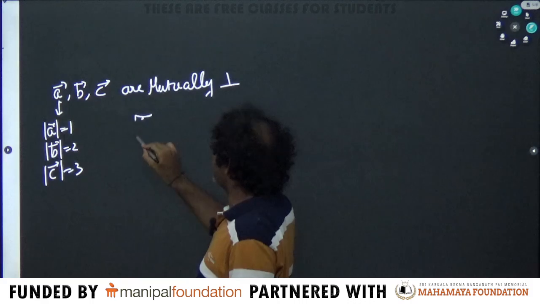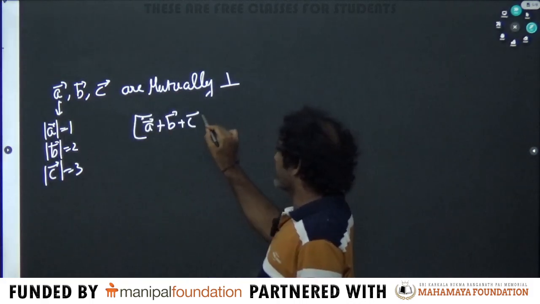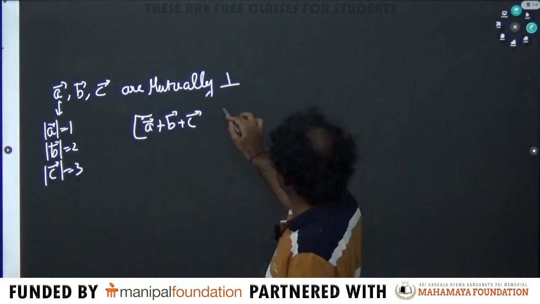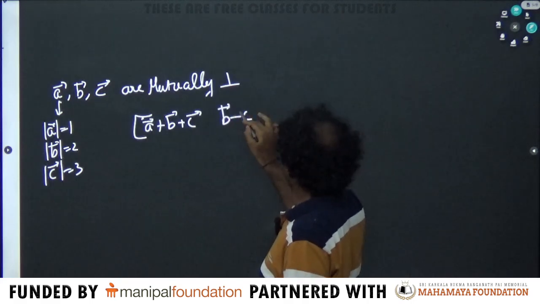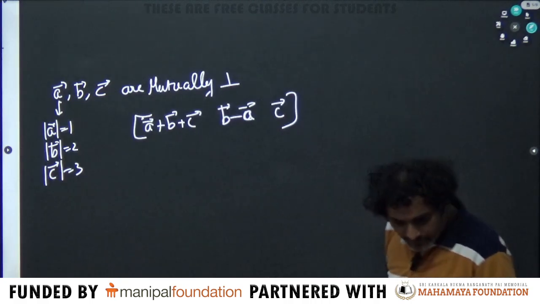But they are asking us this: A plus B plus C, the square bracket came. The other one is B minus A and the other one is C vectors.